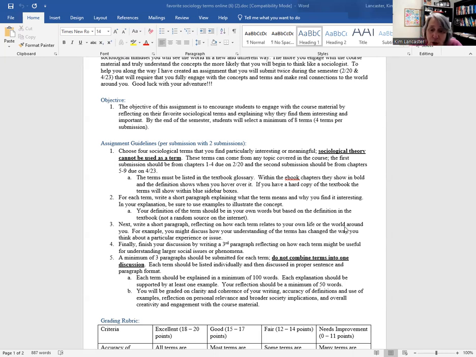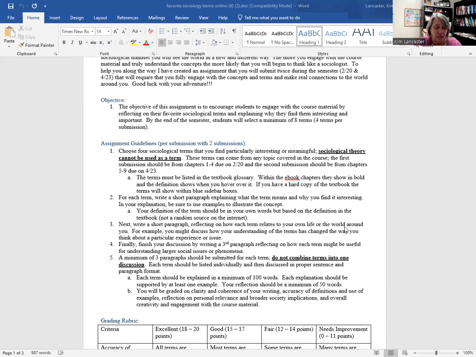There are word counts listed in this document, with a minimum of 3 paragraphs per term, 4 terms. So what will you be submitting to me? A total of 12 different paragraphs. Do not combine it all into one massive paper where you're talking about all 4 terms and defining all 4 terms. Each individual term should be completed on its own.